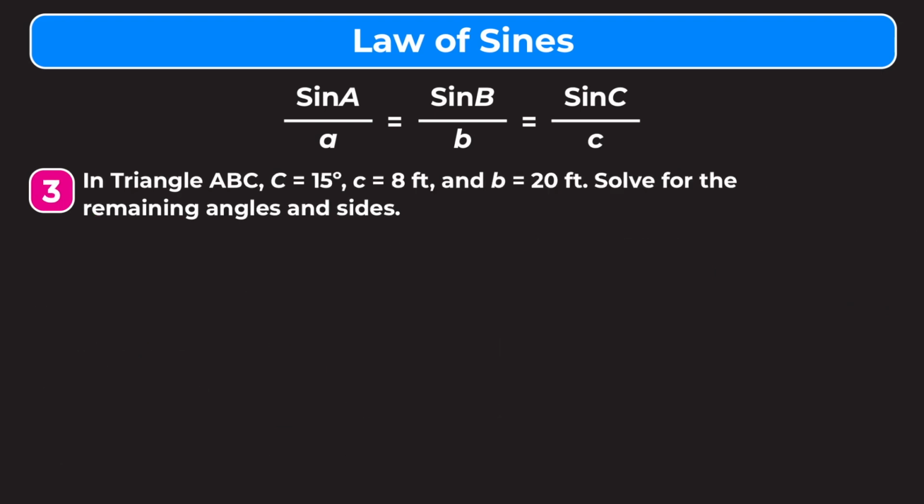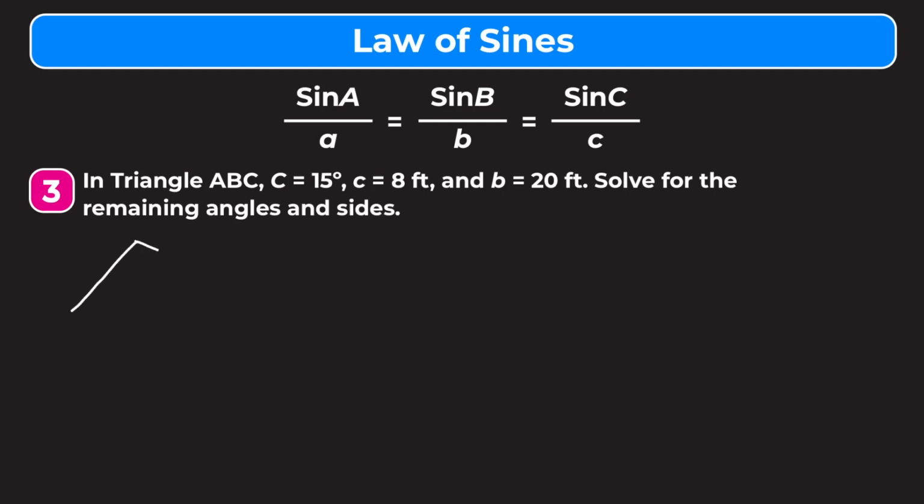So this last example tells us we have triangle ABC. They told us angle C is 15 degrees, side C is 8 feet, and side B is 20 feet. And we want to solve for the remaining angles and sides. And I told you guys this example is going to be a little bit different. So what we're going to do is sketch a triangle.